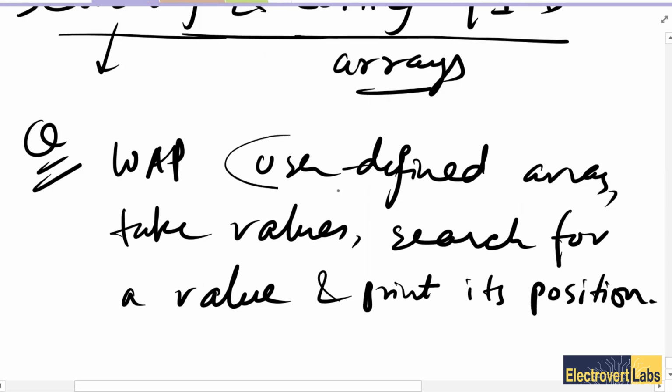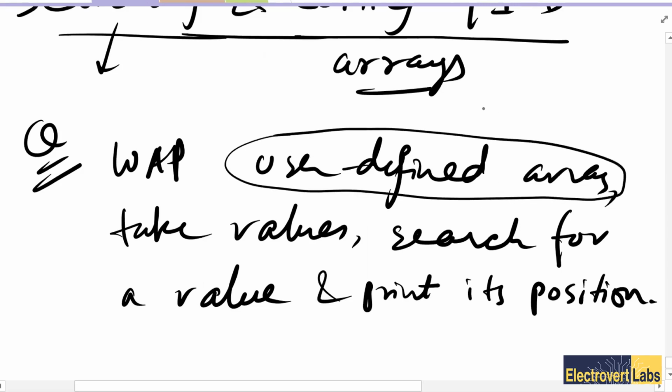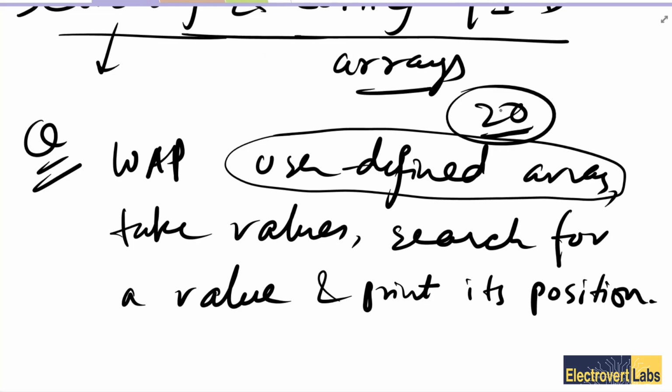Instead of user-defined arrays, for simplicity, for now you can create an array of size 20. Just create an array, take values, then ask for a searching element, and then search for that element. Let's just try how we can take an attempt, whether you can take an attempt at this.